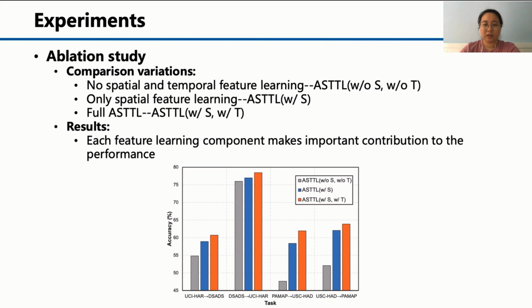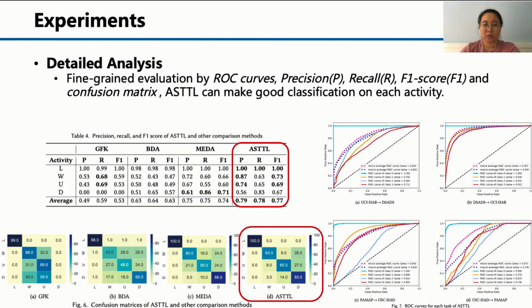Then, we compare ASTTL with two variations. Results show that both temporal feature and spatial feature learning make an important contribution to the performance. Besides, we make a fine-grained evaluation. Results show ASTTL can make good classification on each activity.